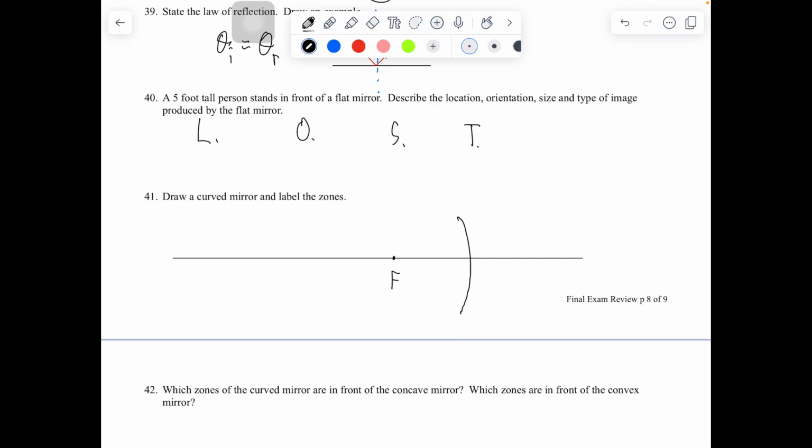Then just eyeballing it as best we can, here would be twice the focal length. Zone 1 is anything beyond 2F. Zone 2 is anything between 2F and F. Zone 3 is between F and the mirror. And then zone 4 is anything beyond the mirror, behind the mirror.